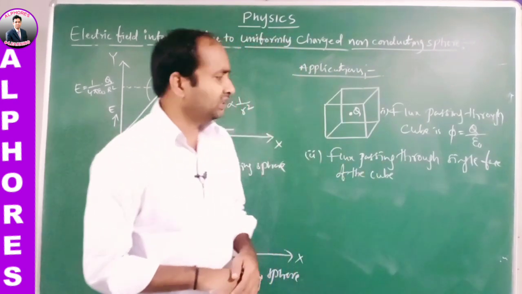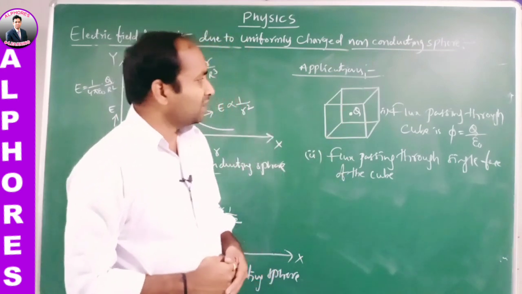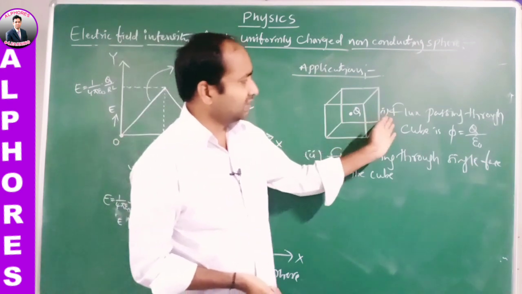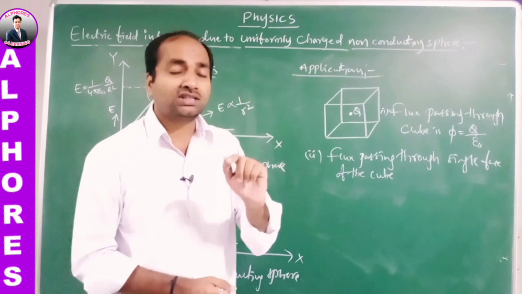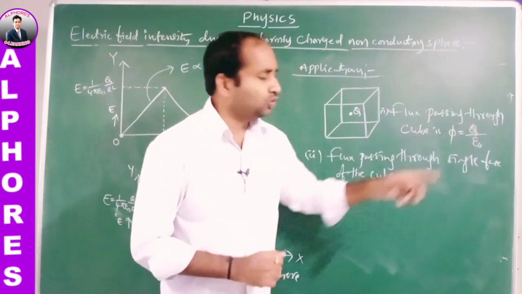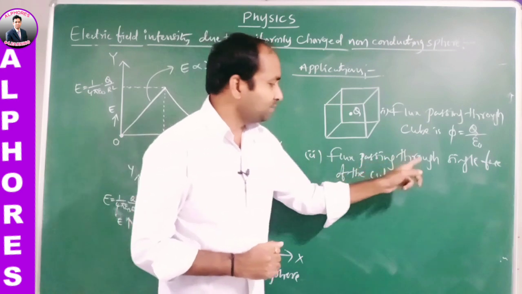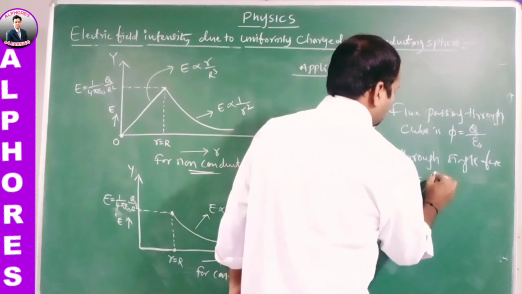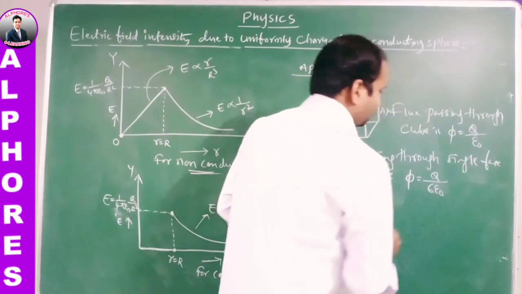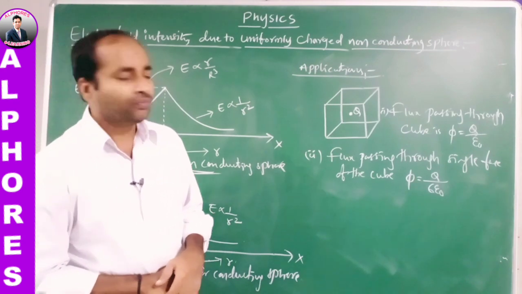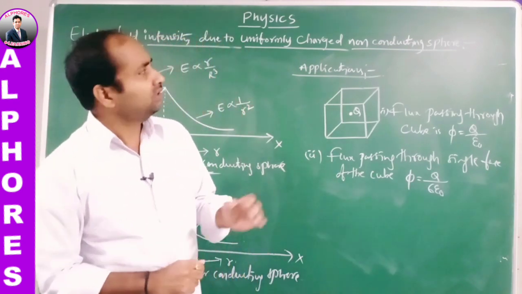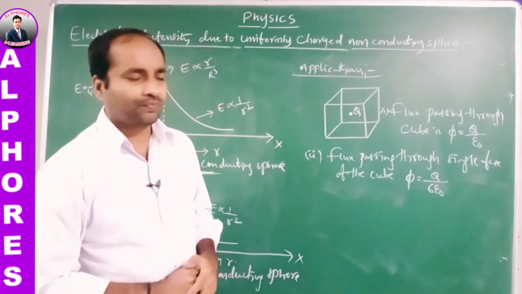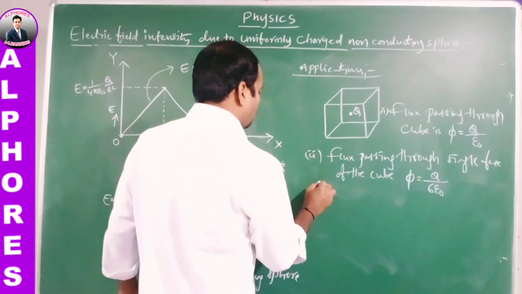If you observe the first one, the total flux passing through the 6 faces of the cube is q by epsilon naught. Now the flux passing through a single face of the cube is phi equal to q by 6 epsilon naught. Now in the third one, what is the flux passing through two opposite faces of the cube?